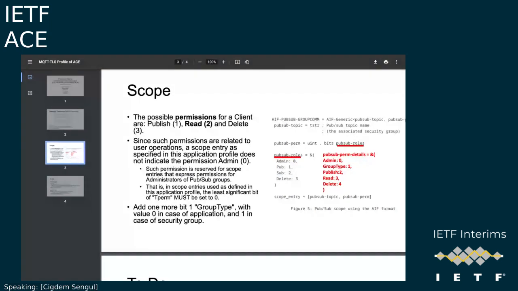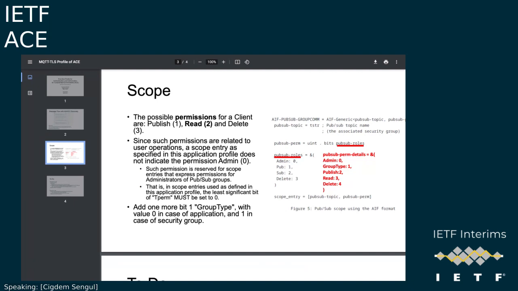I described that the scope was still not complete at the IETF meeting. First of all, we started the scope with roles of publishers and subscribers, but then thinking about what we are adding to the scope in terms of publishing, reading, and deleting, what we're adding is really permissions. There are permission details described in the scope. So we thought renaming it would better describe what the scope is about.